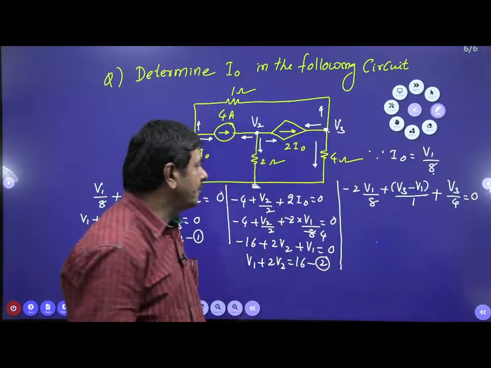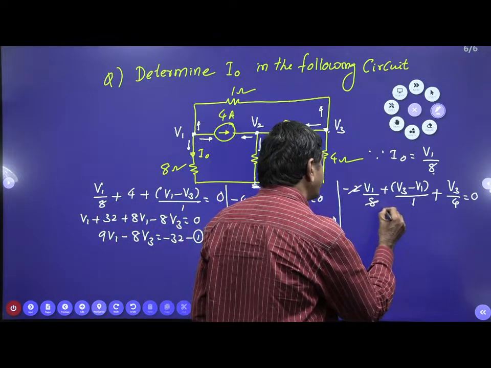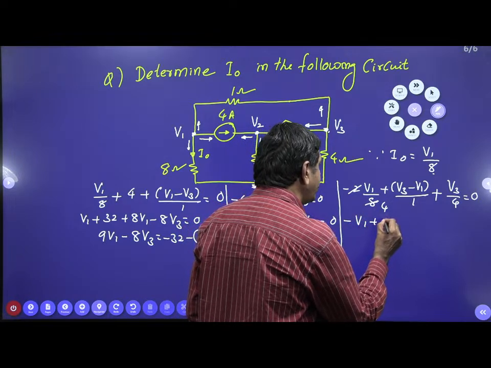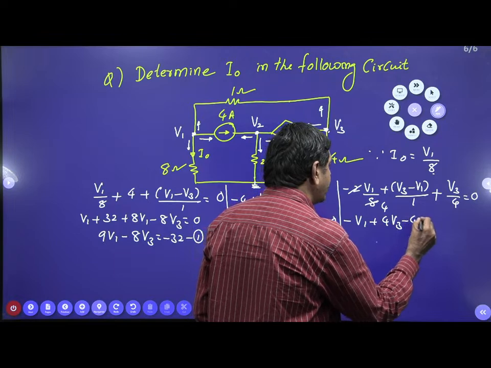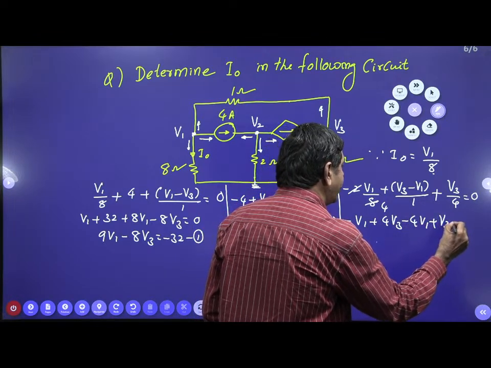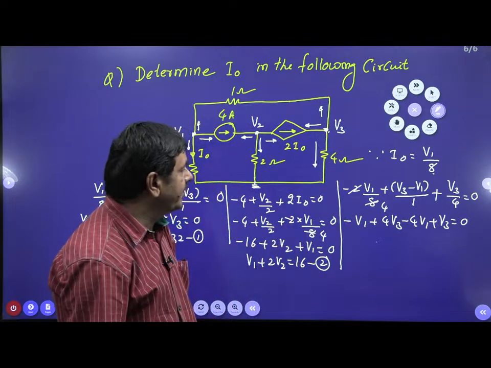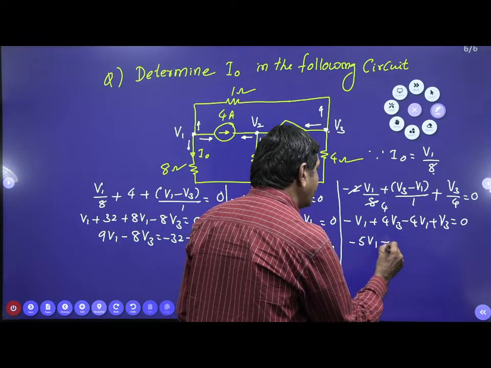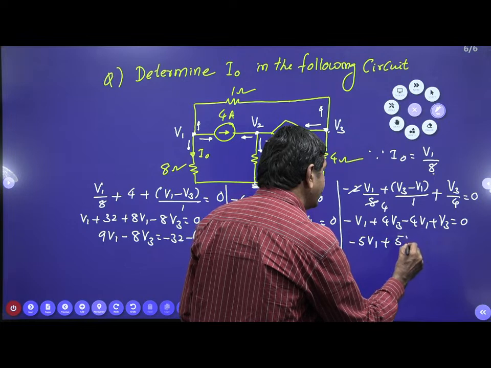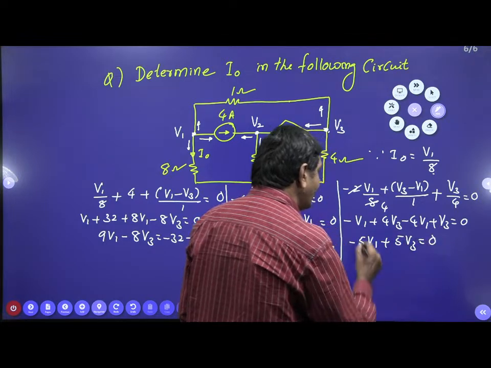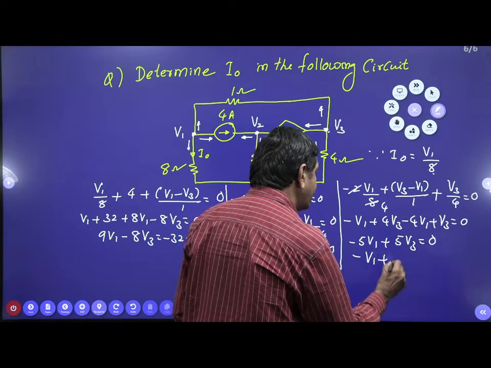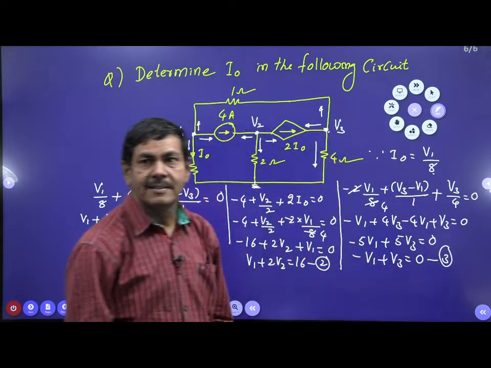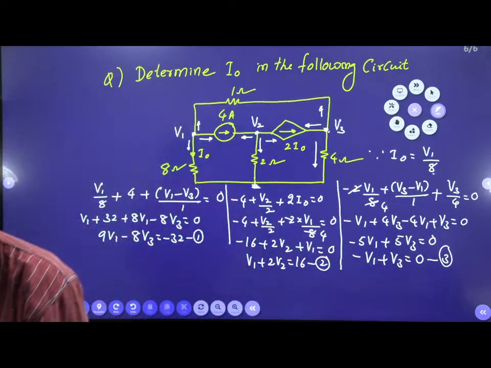Then I want to take the LCM. 4 is the LCM. I get minus V1 plus 4V3 minus 4V1 plus V3 equals 0. Finally, minus 4V1 minus V1 is minus 5V1, plus 4V3 plus V3 is 5V3, equals 0. The 5 cancels, so minus V1 plus V3 equals 0. This is equation number 3. In such a way, the third equation can be formed.